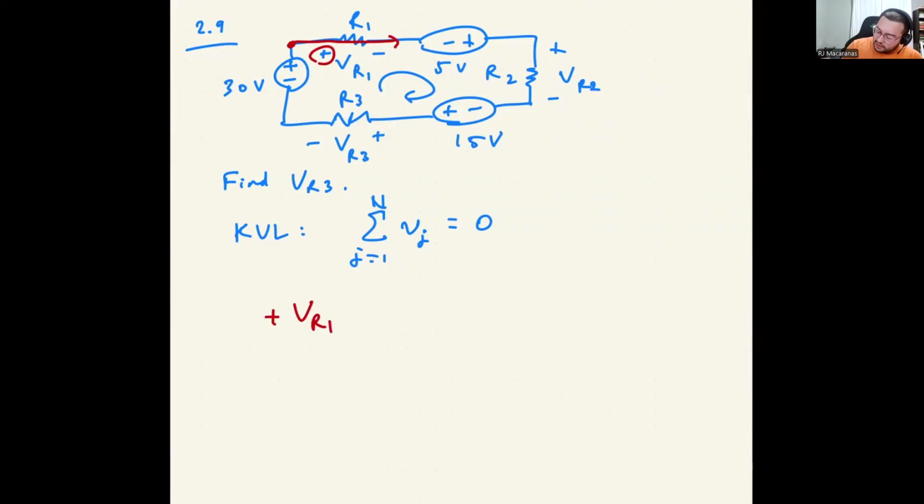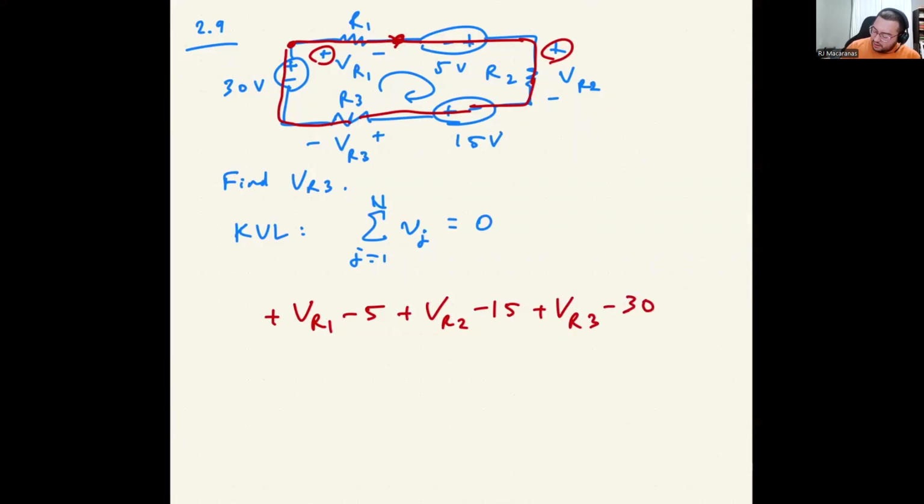And then if I traverse from here to here, I've entered a negative sign, so I'm going to subtract 5, right? And I hit a positive sign here, so this is going to be plus VR2, negative sign there, so minus 15, hit a positive sign, so plus VR3, and then I finally close the loop and I hit a negative sign, so I'm subtracting 30. And so that should equal 0. So this is pretty straightforward, right?